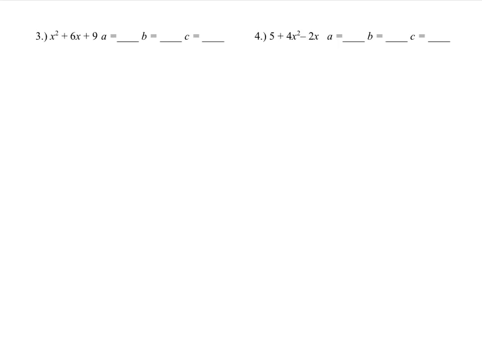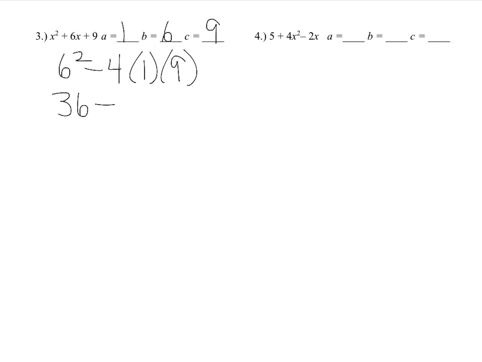So number 3 is in the correct order. A is 1, B is 6, and C is 9. Take it into the formula. B squared is going to be 6 squared minus 4 times A is 1 times C is 9. Square your 6, so I get 36, minus 4 times 1 times 9 is 36, so I have 36 minus 36, which is 0.